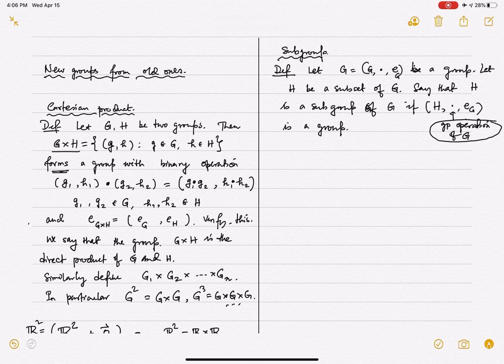And we'll give examples, so you'll see in a second. So in words, we say that H itself is a group with the operations borrowed from G and the identity borrowed from G. So notation, I'll use H less than or equal to G means H is a subgroup of G. So this less than or equal to sign is an abbreviation for is a subgroup of.